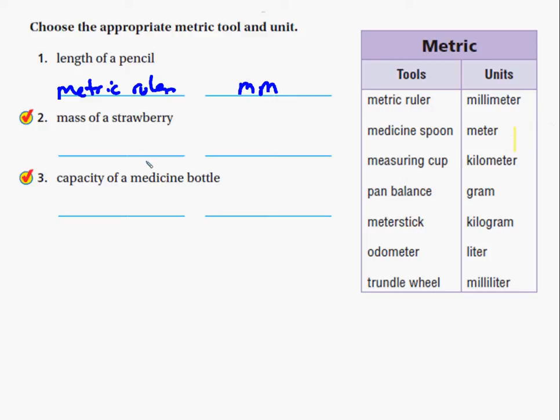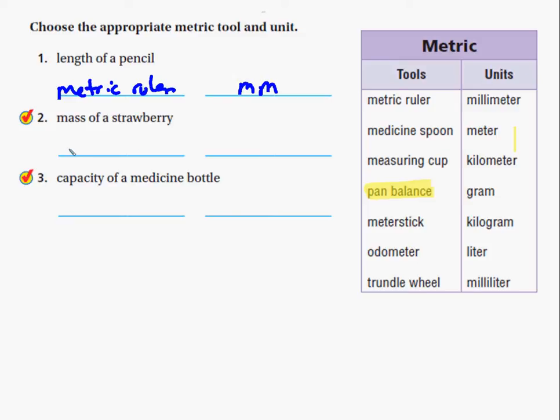Okay, our next thing is a mass of a strawberry. Now we want to find the mass of something, so I'm just going to highlight things that measure mass. Metric ruler is length. Medicine spoon is capacity. Measuring cup is capacity. Pan balance measures mass. Meter stick is length. Odometer is length. Trundle wheel is length. Well, I guess there's only one option, pan balance.